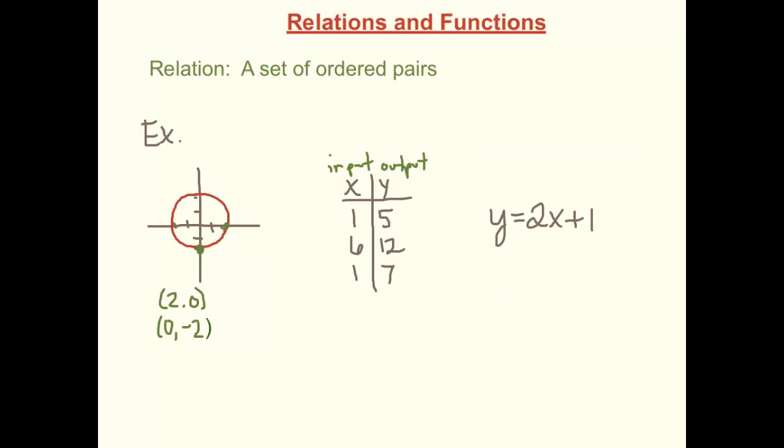And then the last one is an equation. Again, X is our input here, and Y is our output. And this relation is a rule, actually. It says, take our input, multiply by 2, and then add 1.